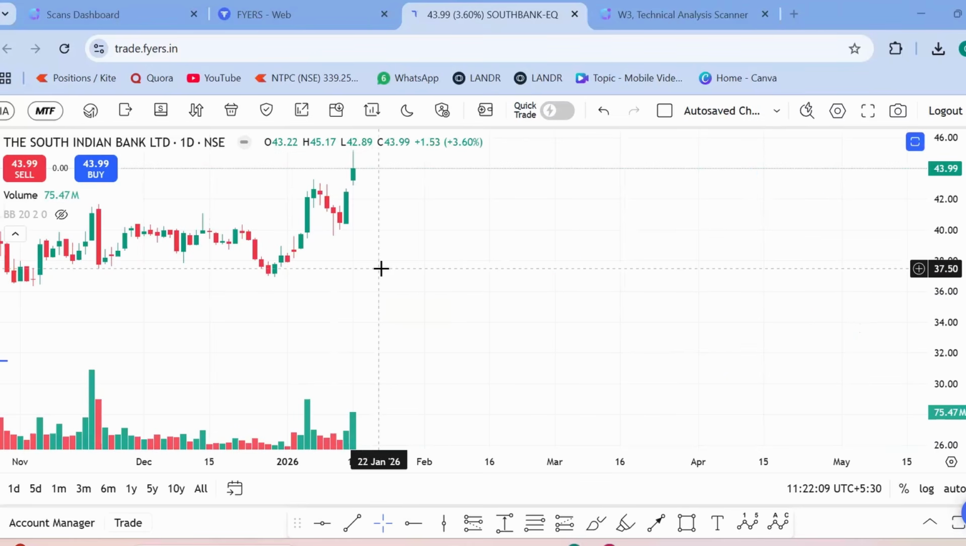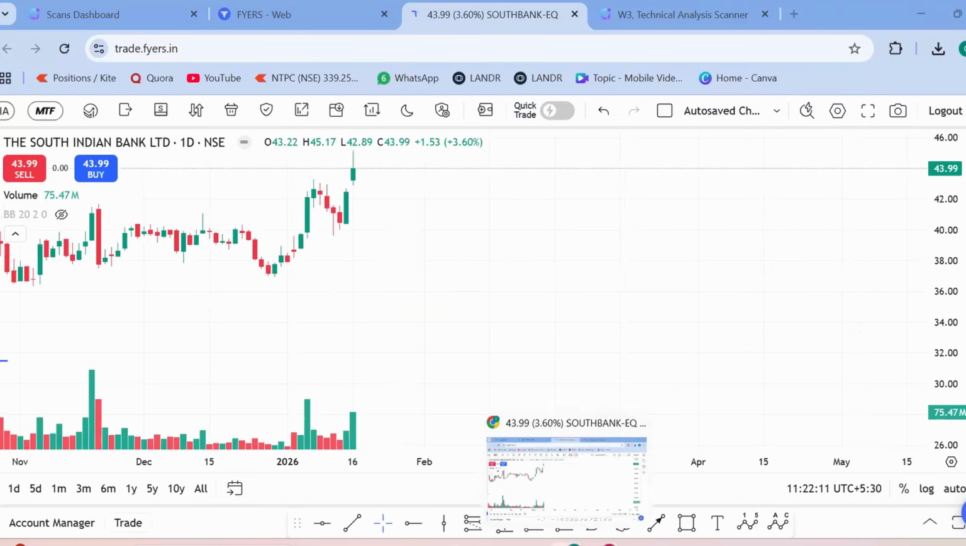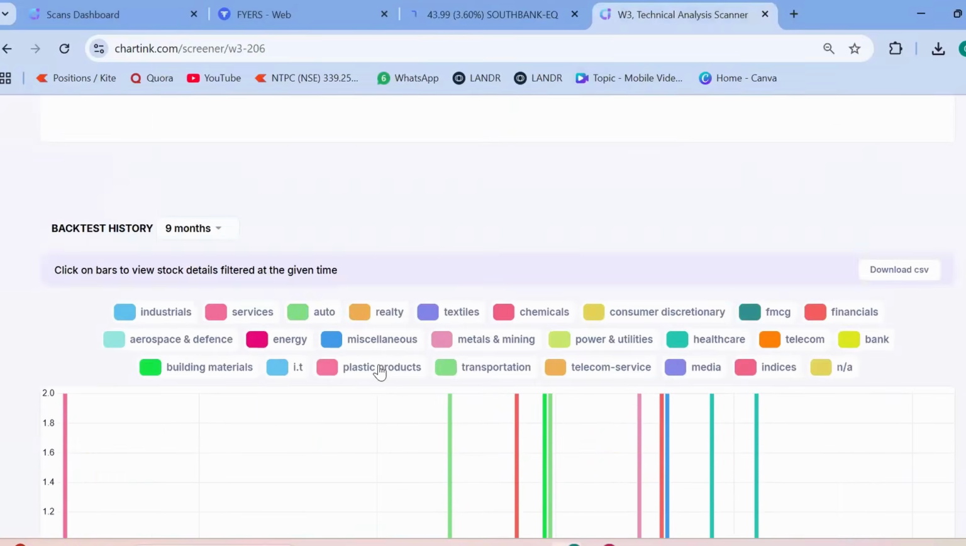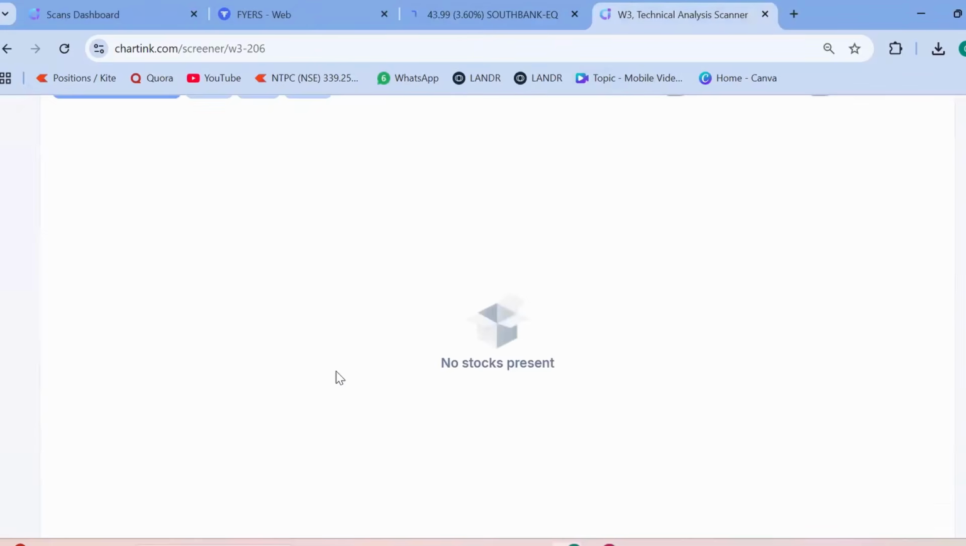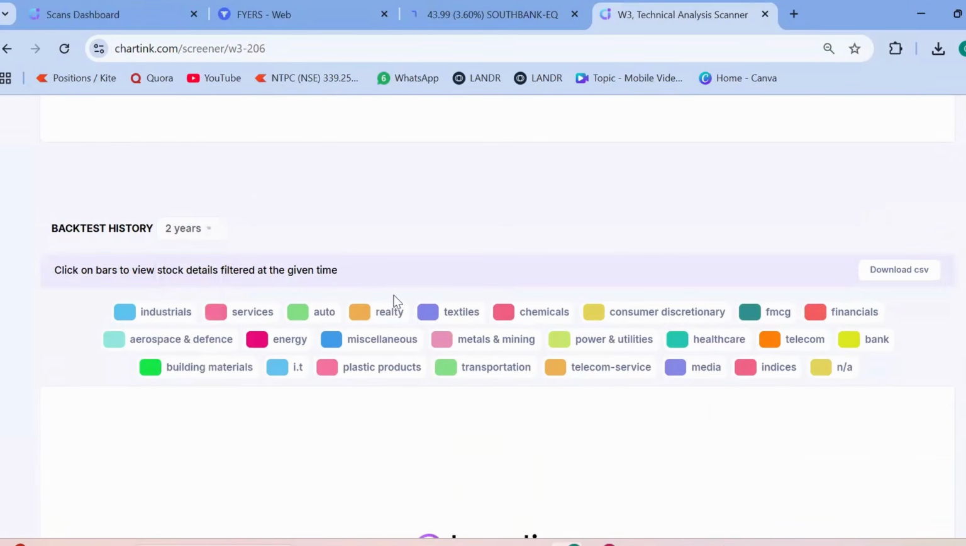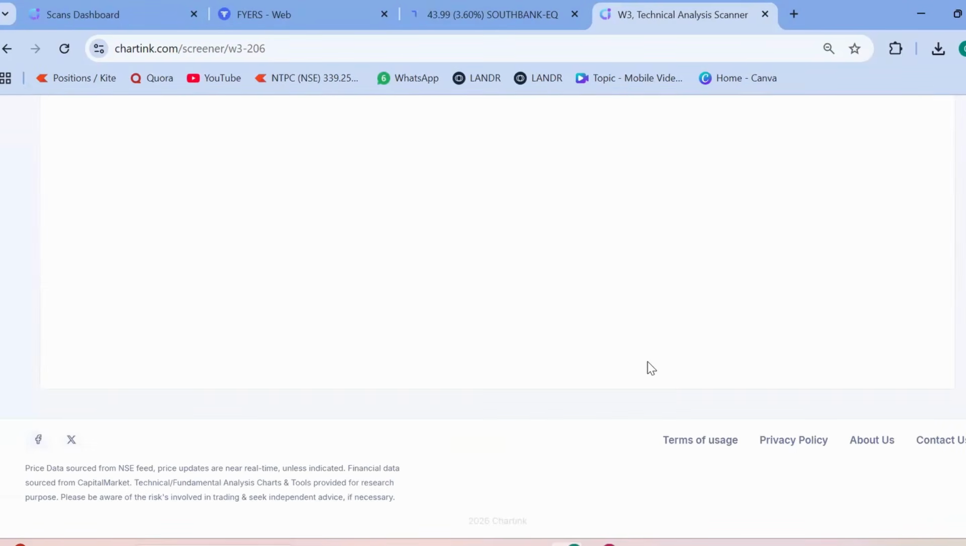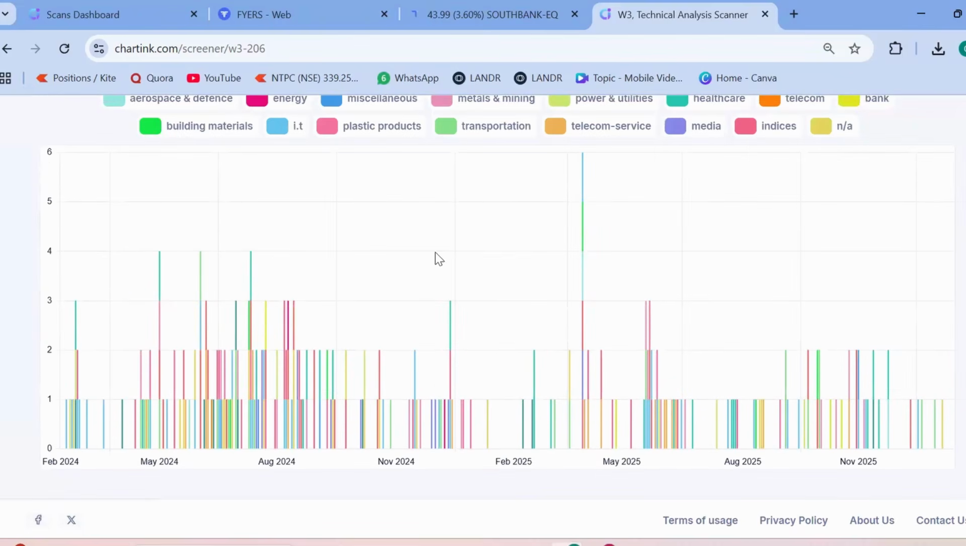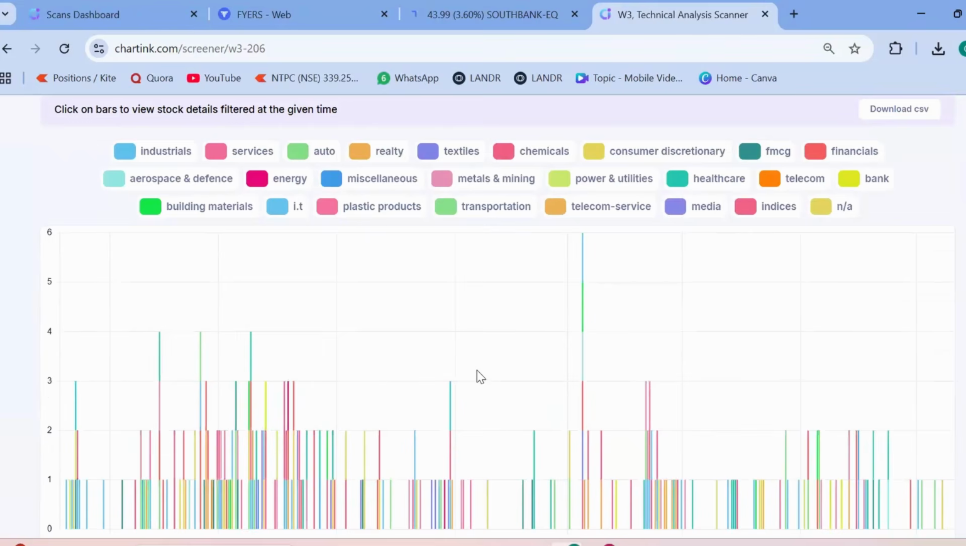So this is a wave 3 setup, and as I showed you the scanner, with one single click we can check the results. And if I want to test it, I can download 2 years of data and test it. This is the 2 years of wave 3 setups, and this is all about the Elliott Wave 3 concept. So I discussed the strategy and the screener, and also showed you the backtest results.